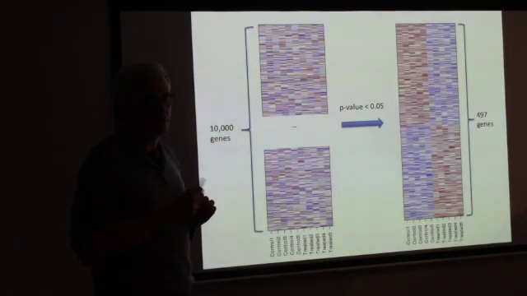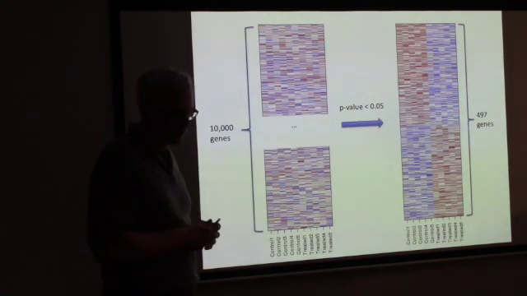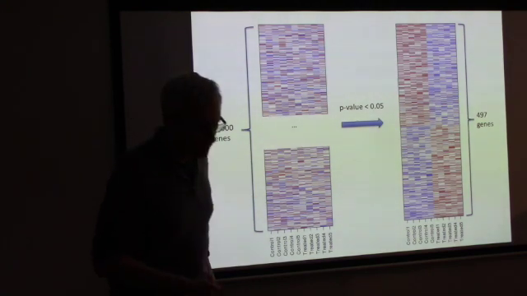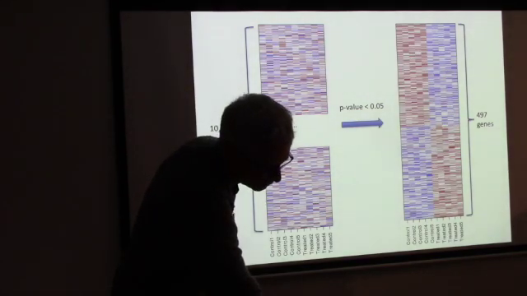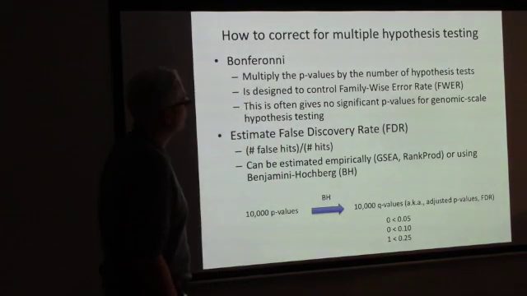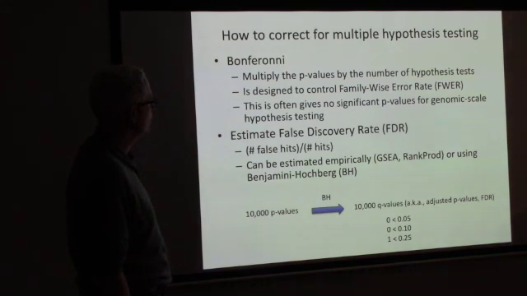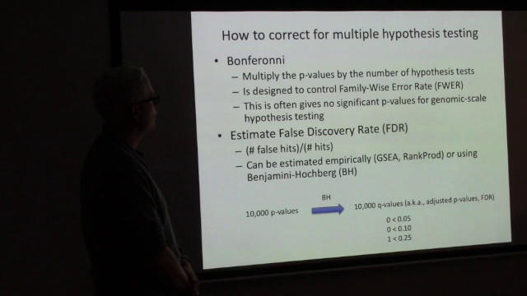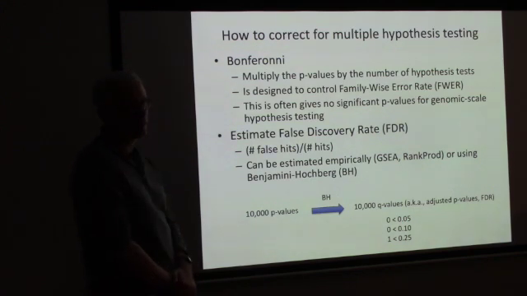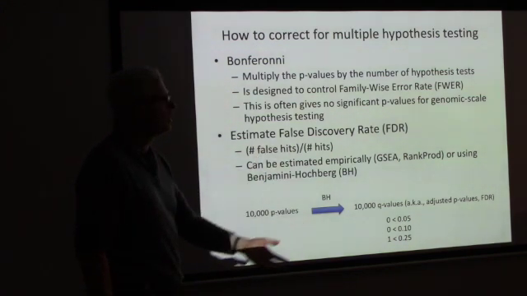And sometimes we go round and round. But I think this kind of makes the point that you have to be careful about this kind of stuff. So how do we correct for multiple hypothesis testing? Well, one way is the well-known method of Bonferroni. You take the p-value, you multiply by the number of hypothesis tests, and that's your new adjusted p-value.